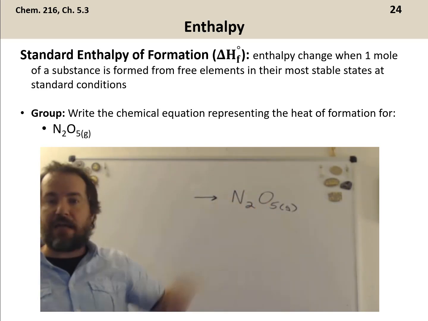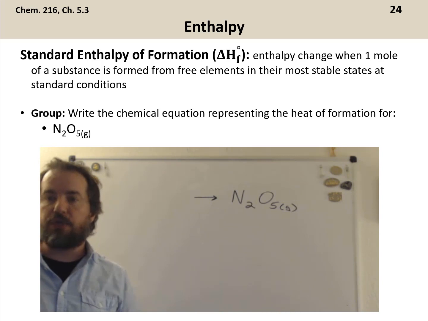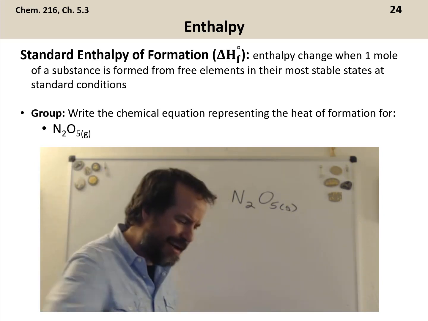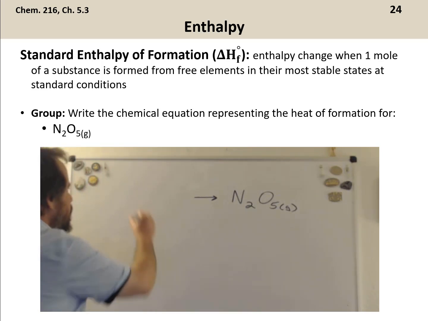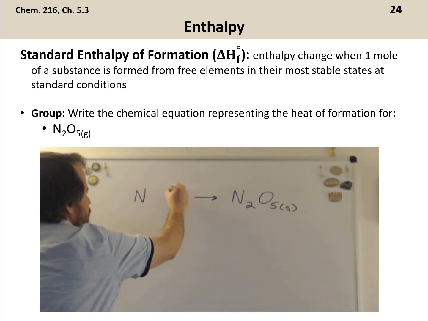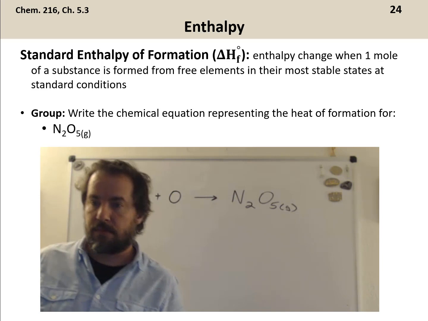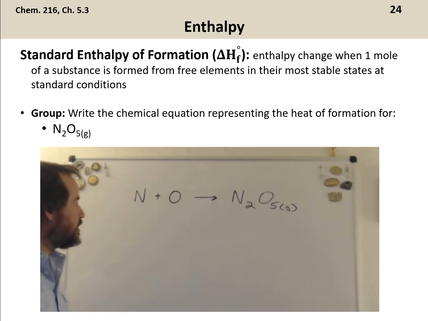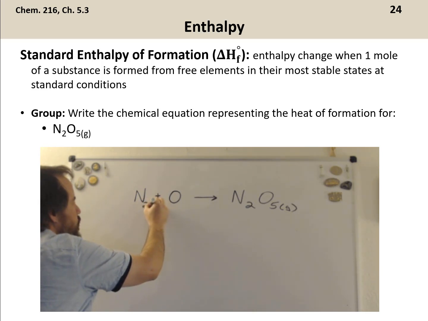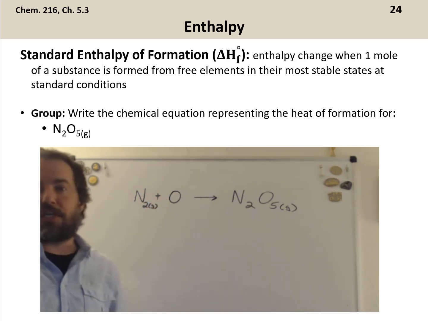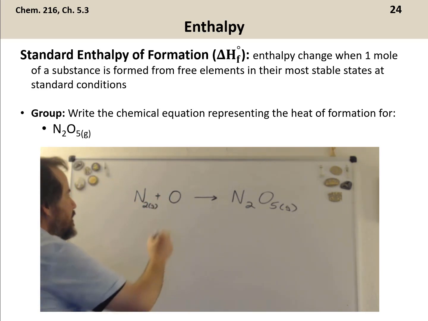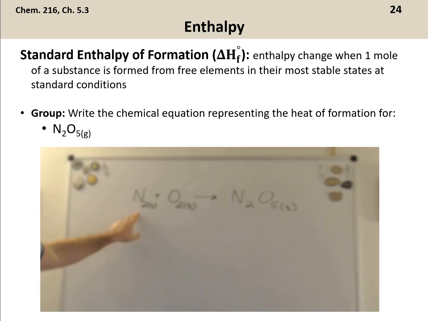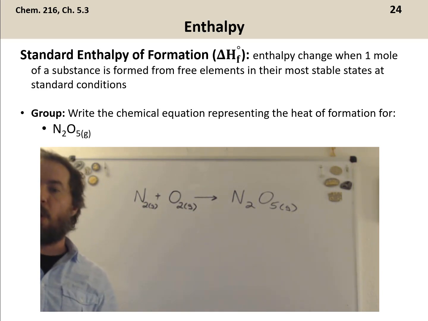So I'm going to form N2O5 gas. What do I form N2O5 from? Do I form it from argon and neon and all these things? No, from nitrogen and oxygen. But nitrogen in the environment isn't there as nitrogen. It's as N2 gas. And oxygen is O2 gas. Right? So I have N2 plus O2 going to N2O5.